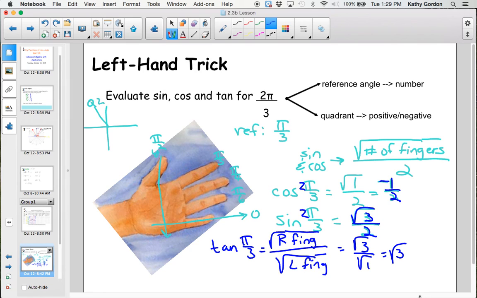Okay, but don't forget, it's twofold. You've got to use this to get the number, and then you've got to know which quadrant you're in to decide positive, negative. Don't forget that positive, negative part, because that's important. So, lots and lots of practice. You've got the rest of your table to fill out. That'll be lots of good practice.